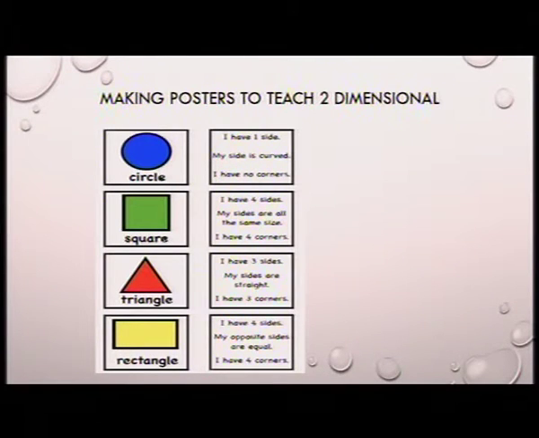Now those are the type of things that you need to teach your learners so that they can be able to see the examples of the things that you are talking about.